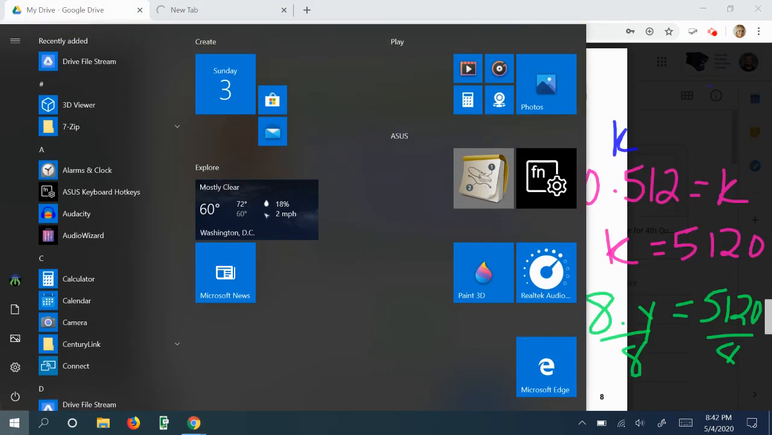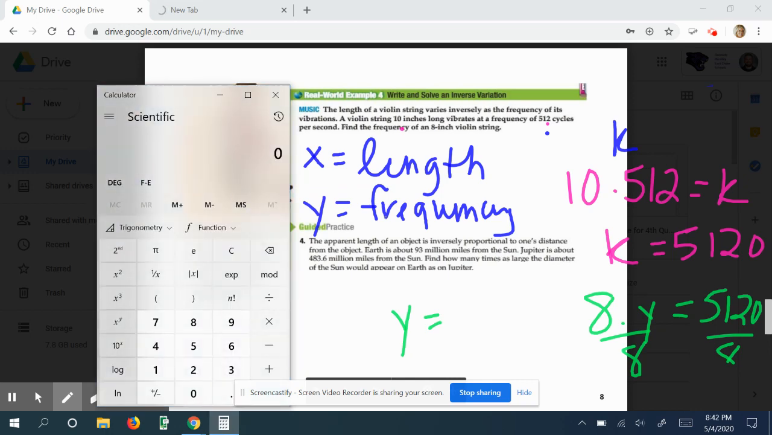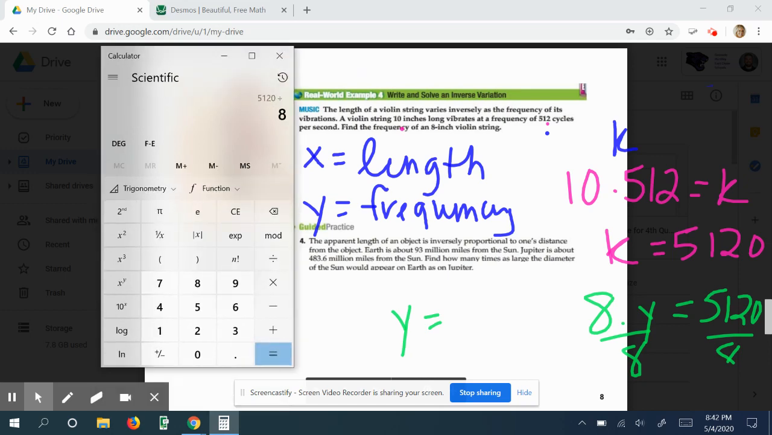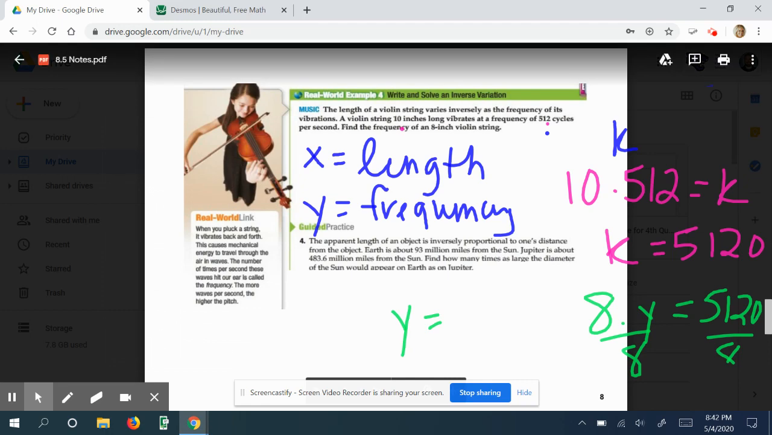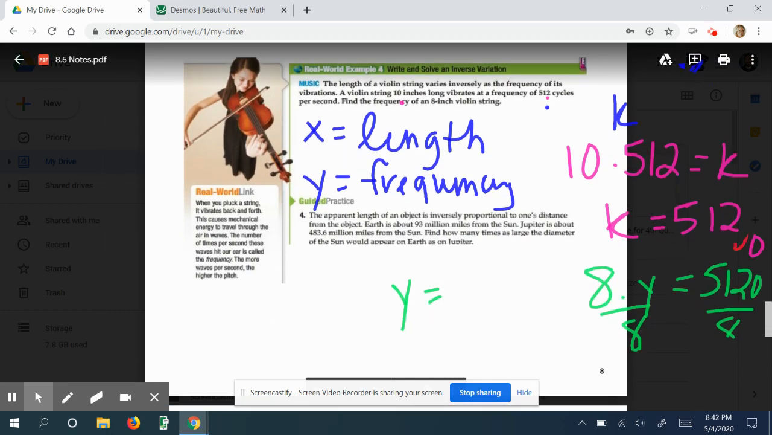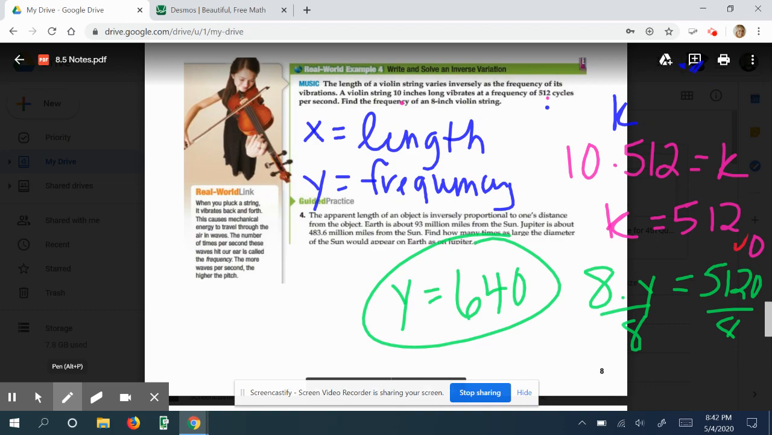Or I guess we can use a calculator. So 5,120 divided by 8. And that equals 640. So we know that our y in this case is going to equal 640, and then it was cycles per second. We'll just leave it at 640. Okay, so the same thing can happen. We just use our inverse variation to find out what our y value is.